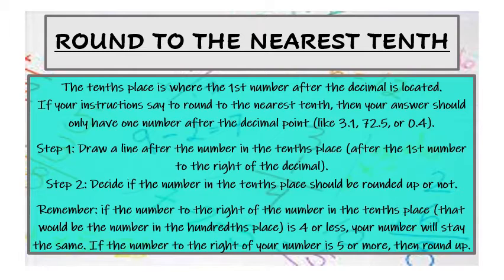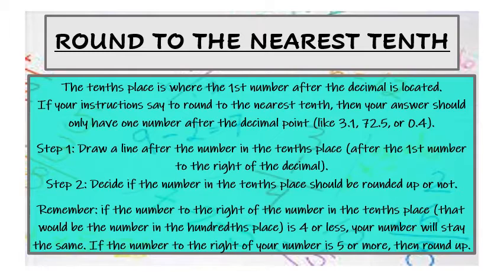So first and foremost, when we round to the nearest tenth, the tenths place is the first number to the right of the decimal point. Okay, it's the number right after the decimal. So if your instructions tell you to round to the nearest tenth, then your answer should only have one number to the right of the decimal point, like 3.1, 72.5, 0.4, and so on.